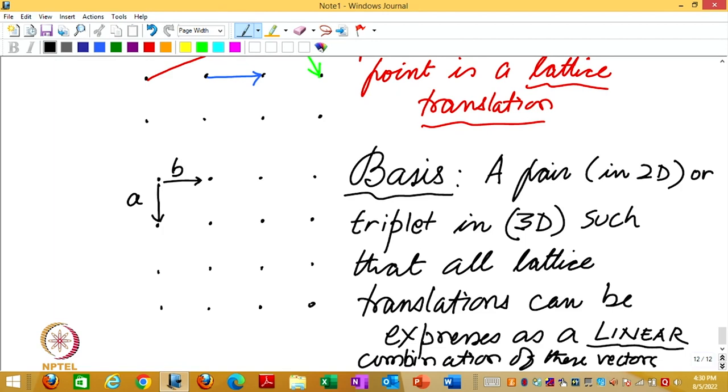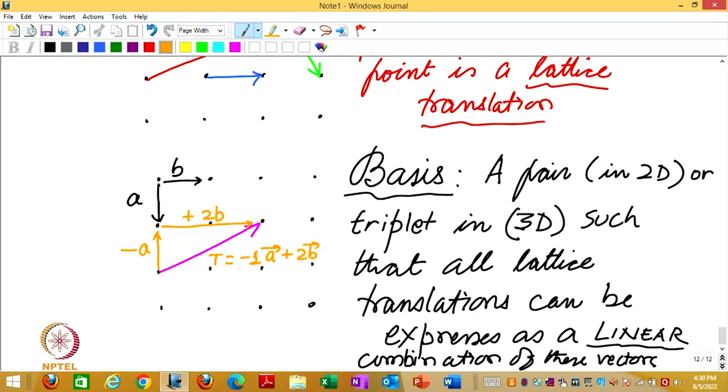So, if I have selected A and B in 2D, then all translations, whatever the translation may be, suppose I have this purple translation, I can describe it in terms of A and B. How can I describe it in terms of A and B? Minus A plus 2B. So, if this is T, T is minus 1 times A plus 2 times B.